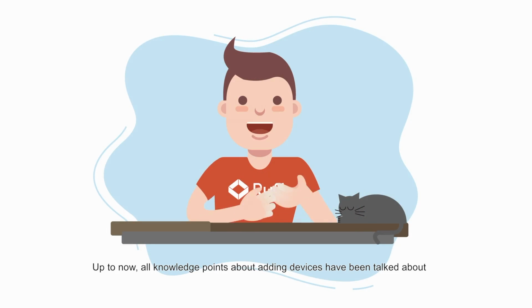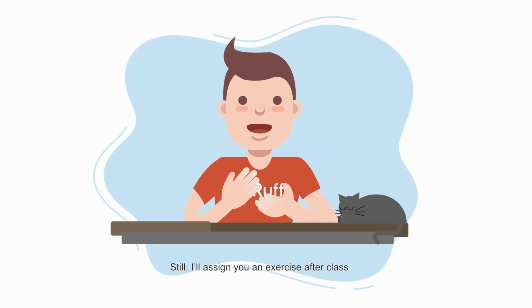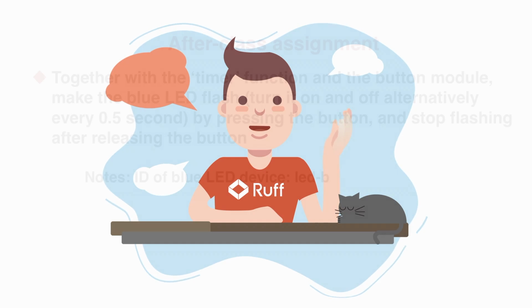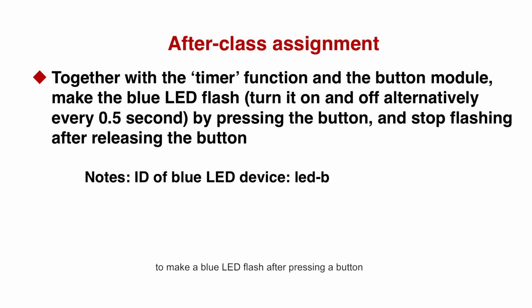Up till now, all knowledge points about adding devices have been talked about. Still, I'll assign you an exercise after class. Like we did before, together with the timer function, use the button module as we discussed in this lesson to make a blue LED flash after pressing a button. The rule of flashing is to flash and go off alternatively every half a second. Stop flashing when it is released.